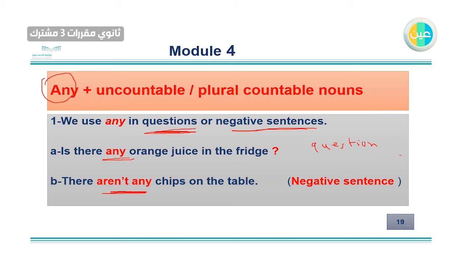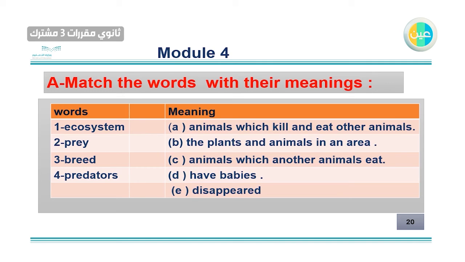Now, let's start doing these exercises. Match the words with their meaning. For vocabulary, ecosystem. What's ecosystem? B, the plants and animals in an area. C, animals which other animals eat. Breed, have babies. Predators. What's the meaning of predators? A. Animals which kill and eat other animals, like a lion.